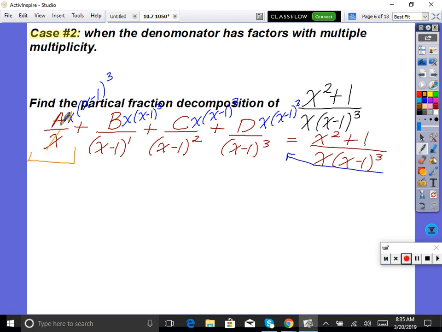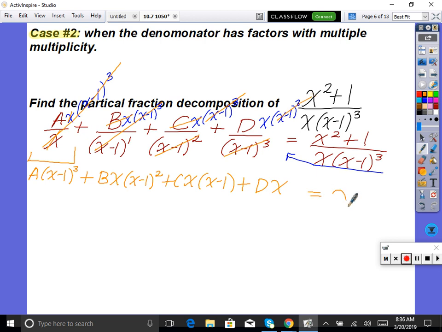My x's divide out. So don't I have an a times an x minus 1 to the third power? Then I have one of the x minus 1's divide out, guys. So I have a plus and then a bx still, don't I? x minus 1 cubed over x minus 1 to the first is, okay, good. Then we have a plus cx, and then x minus 1 cubed divided by x minus 1 to the first, right? And then we have a plus dx, because my cubes divide out. And in the end, that needs to equal x squared plus 1, which we're leaving for now.